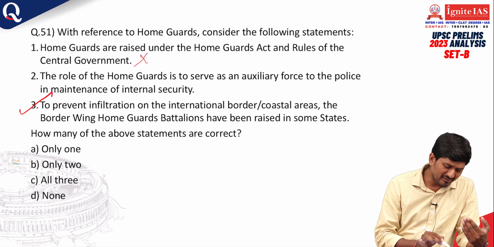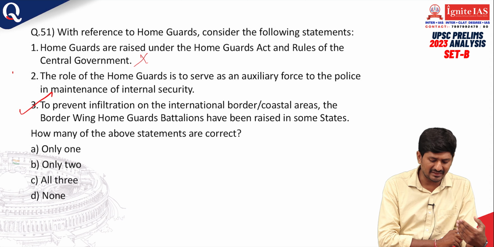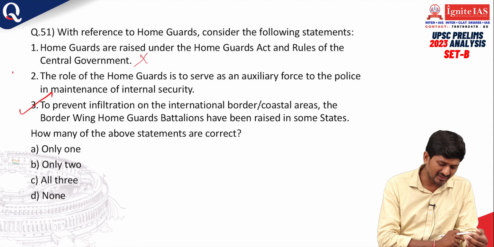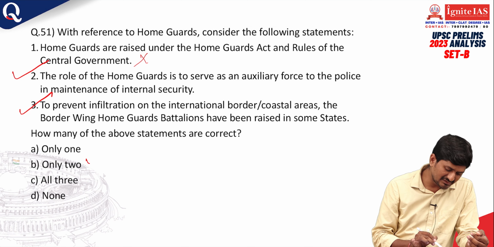Number 3, to prevent infiltration on international borders or coastal areas, the border wing home guards battalions have been raised in some states. For example, in the state of Rajasthan and other border states, these home guards have been raised. So hence, what are the right options? Statements 2 and 3 are correct. Hence, the right answer is only 2.